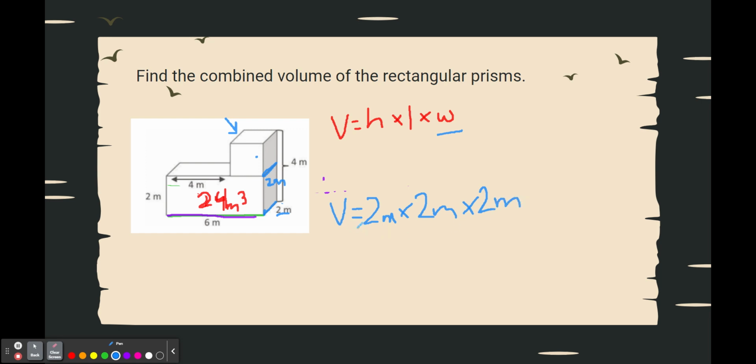So now we know that we have our height of 2 meters, our length of 2 meters, and our width of 2 meters. To find the volume of our top cube, we can multiply those together. 2 times 2 meters is going to give me 4 meters squared. If I multiply 4 meters squared by 2 meters, that is going to give me 8 meters cubed. Okay, so the volume of this cube is 8 meters cubed.